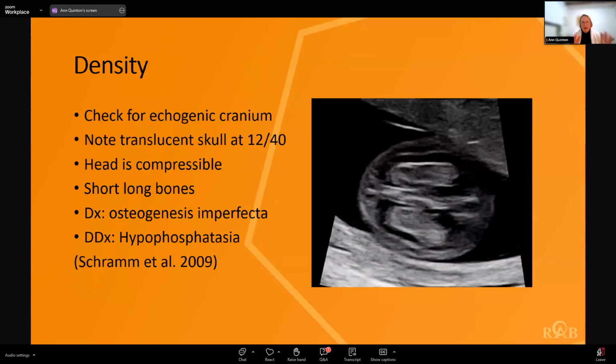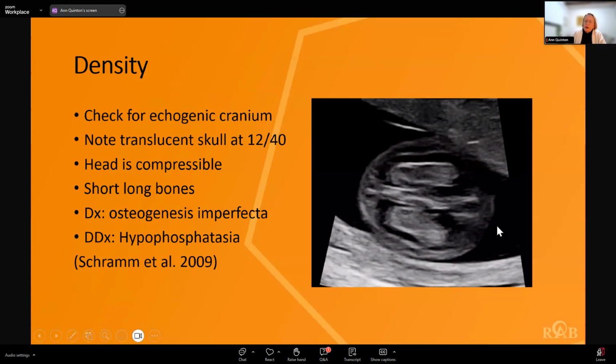And then out of our list from before, we can look at density. So remember, we're checking for an echogenic cranium. And this is not like anencephaly where the brain is floating free. The brain is still held in place by a skull. It's just that it's very poorly mineralized, and it is very soft. And so if you push on that fetus's head with your transducer, you'll be able to squash it down quite easily.